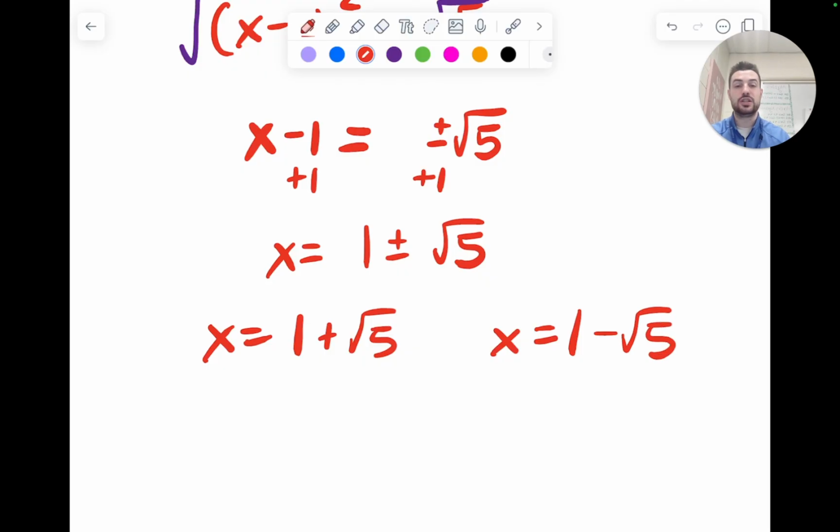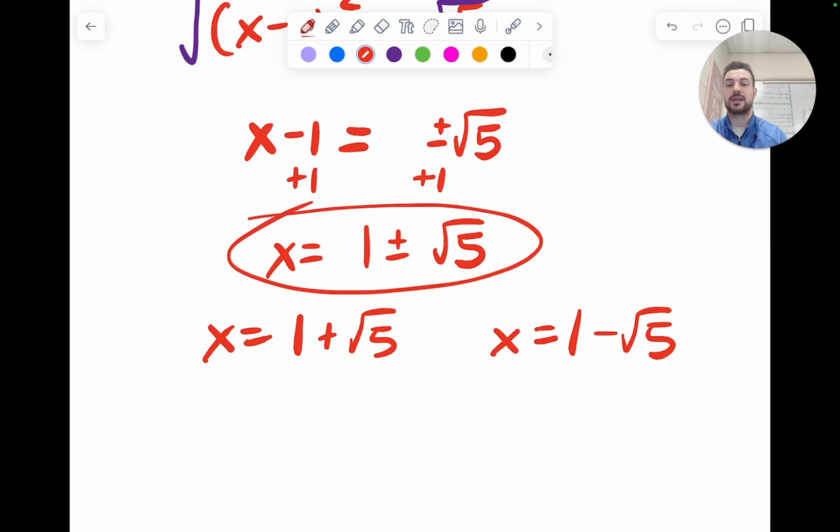We don't need to do this. We could just leave our solutions like this, but remember the square root of 5 really just gives us values or decimals that aren't necessarily nice numbers, but they're numbers nonetheless. So 1 plus the square root of 5 is approximately 3.24. 1 minus the square root of 5 is approximately negative 1.24.